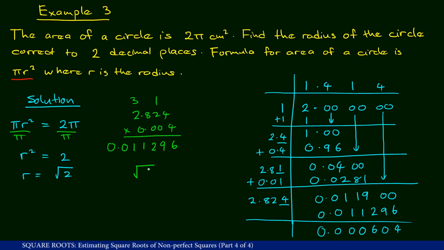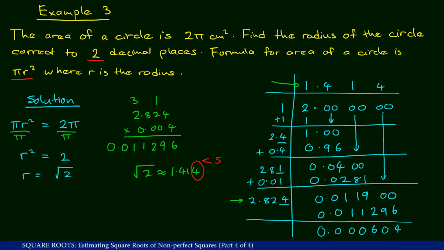And the square root of 2 is roughly 1.414, according to this quotient. Don't be confused with this number. So the square root of 2 is roughly 1.414, and we need to take a look at the third decimal place, because the answer requires us to find until 2 decimal places, and 4 is definitely less than 5.